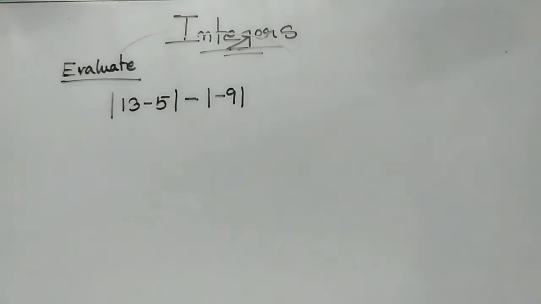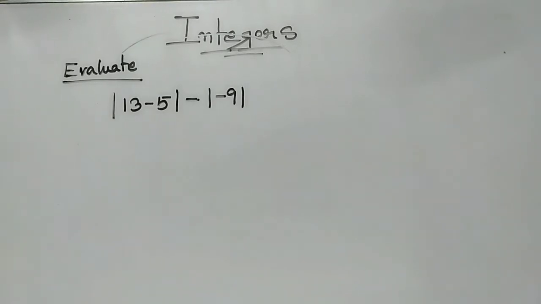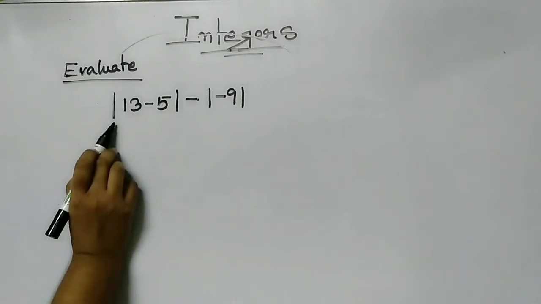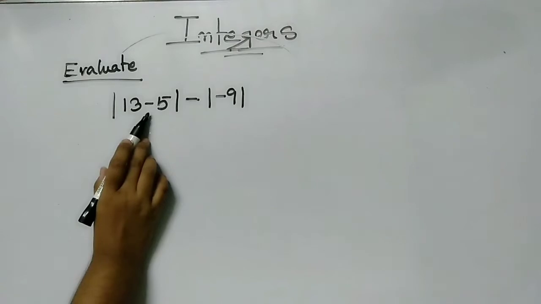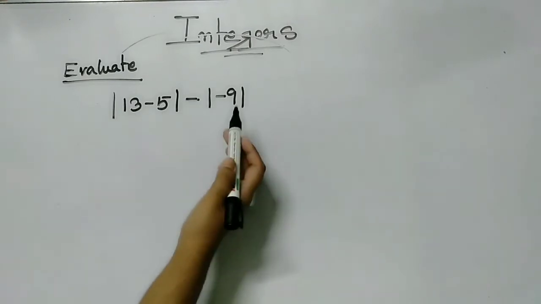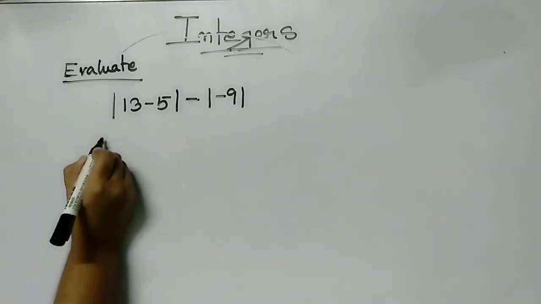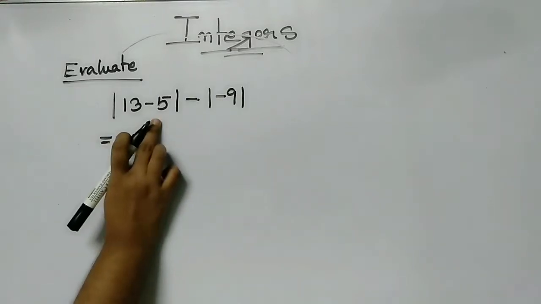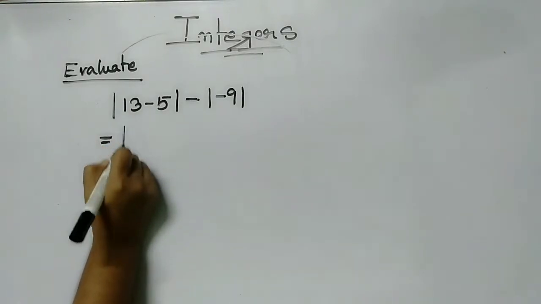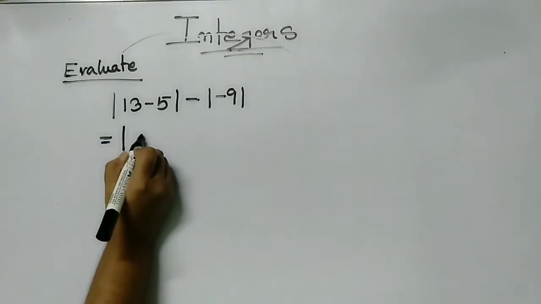Next problem, we have to evaluate this value. So what is the question? Absolute value of 13 minus 5 minus absolute value of minus 9. So at first we have to calculate 13 minus 5. So 13 minus 5 equal to 8.